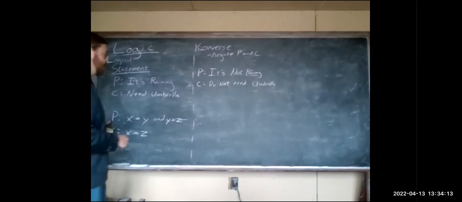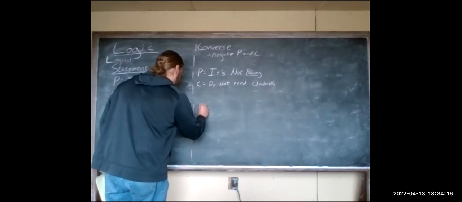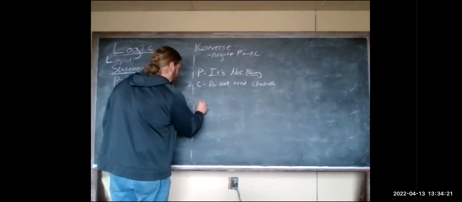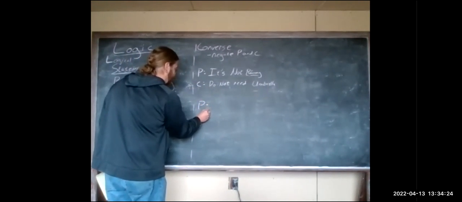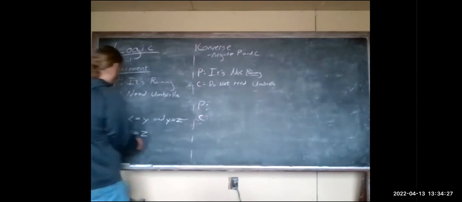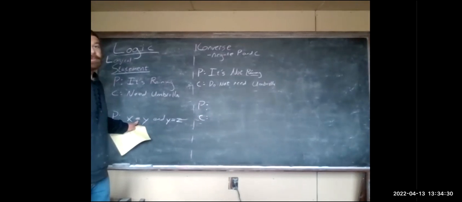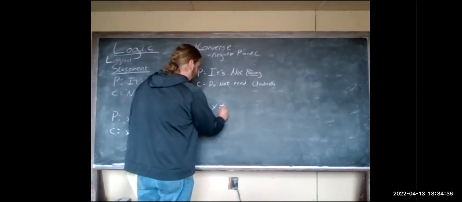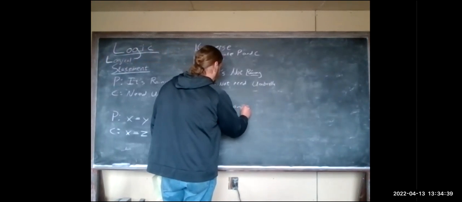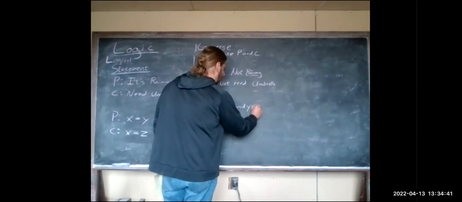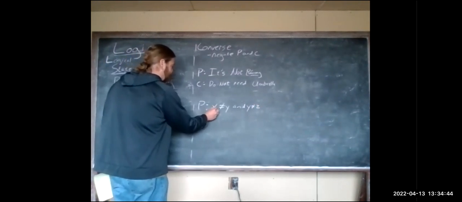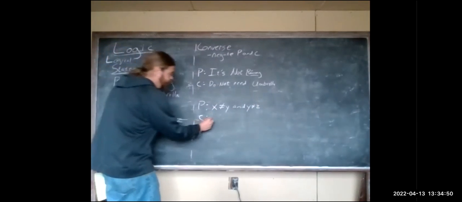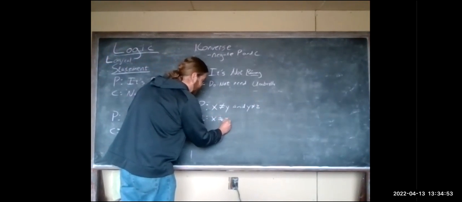What about our math one? Let's see what happens to this if we negate both of them. So again, we'll have a premise and a conclusion. And if we negate these, which I went with equal, so I can just change all these to not equal. X is not equal to Y, and Y is not equal to Z. Well, instead of starting from scratch, just negating our original conclusion, X equals Z becomes X not equal to Z.